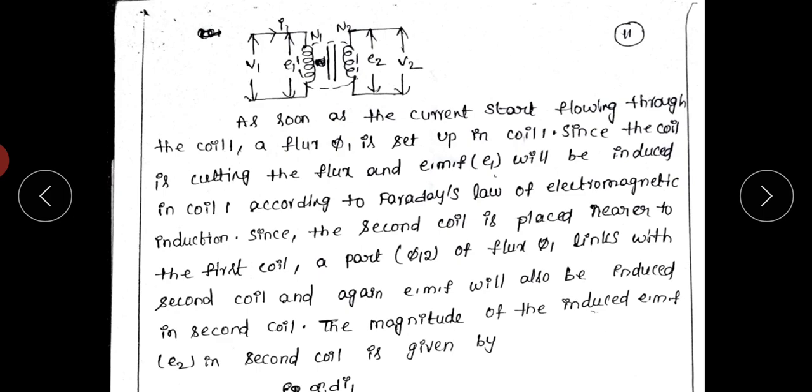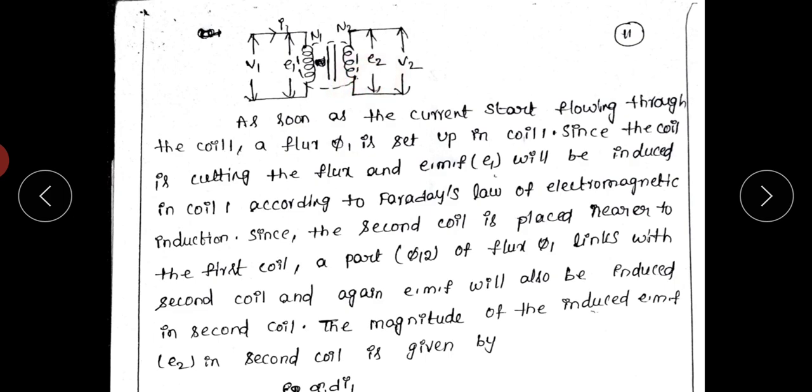Here the applied voltage is V1, an alternating voltage. I1 is the applied current, an alternating current. Next, V2 is the voltage across the second coil. E1 is the induced EMF across the first coil, and E2 is the induced EMF across the second coil.